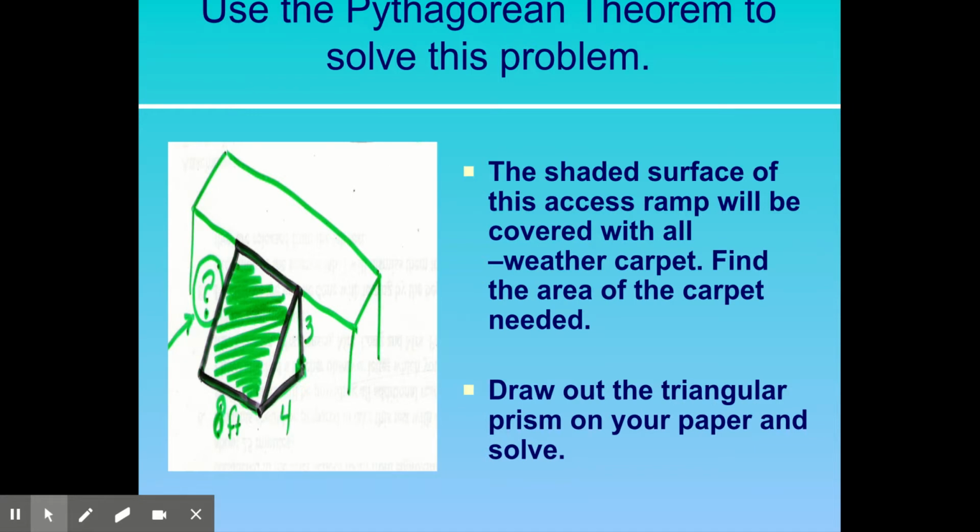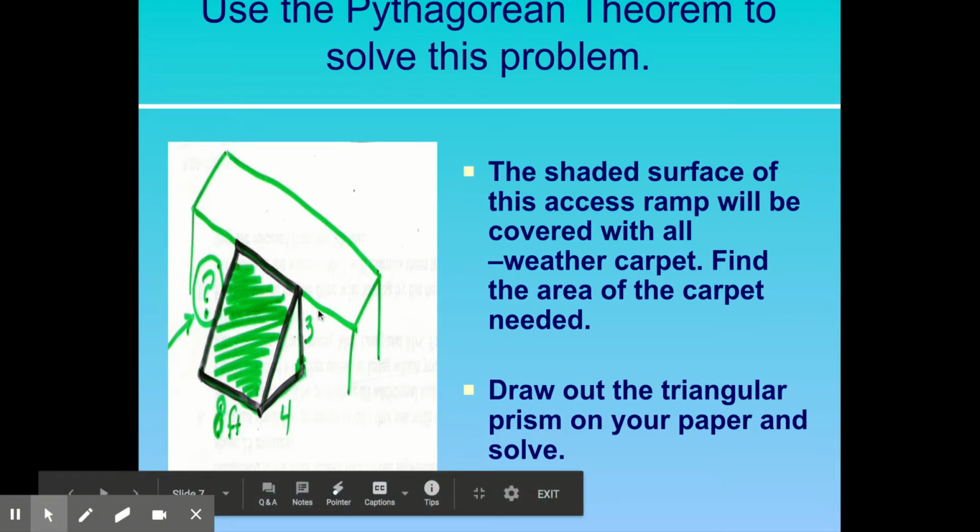Use the Pythagorean theorem to solve this problem. The shaded surface of this access ramp will be covered with all-weather carpet. Find the area of the carpet needed. Draw out the triangular prism on your paper and solve.